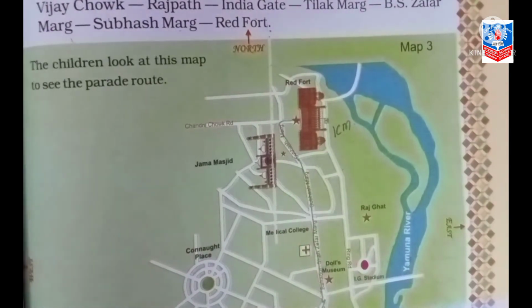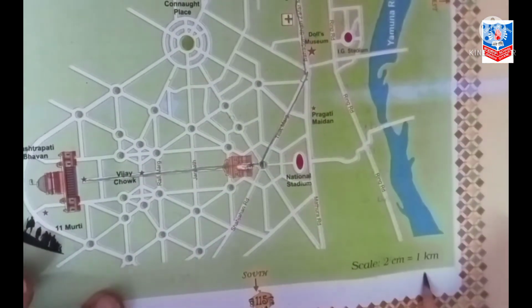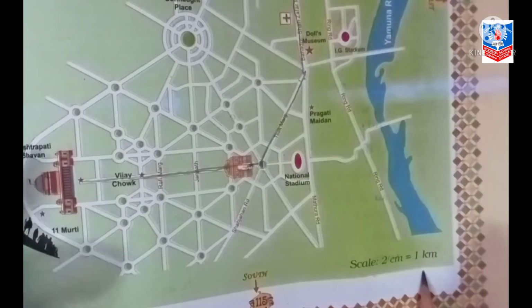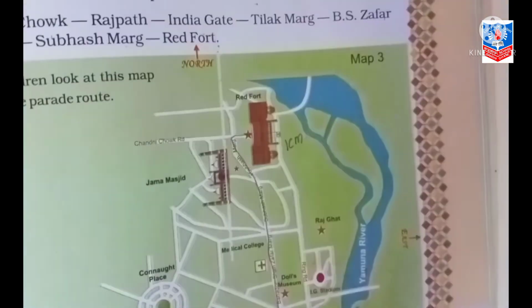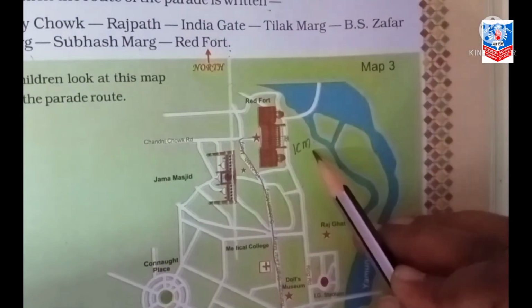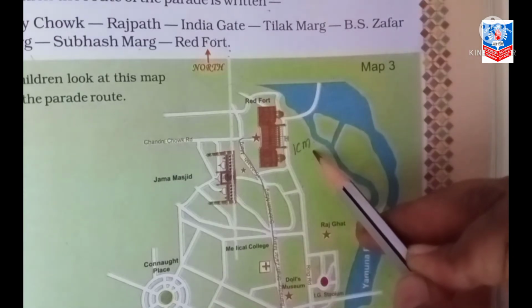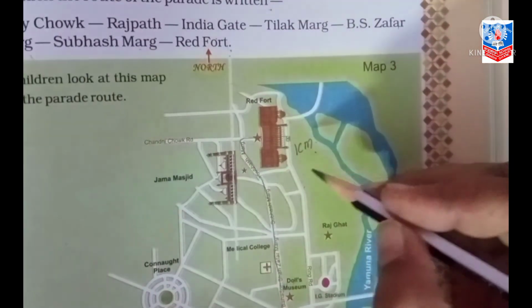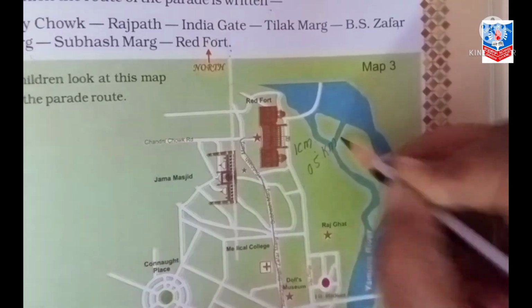Now see in the map, the scale is given. 2 centimeter is equal to 1 kilometer. So 1 centimeter means how much? That is half of 1 kilometer. That is 0.5 kilometer. Okay.